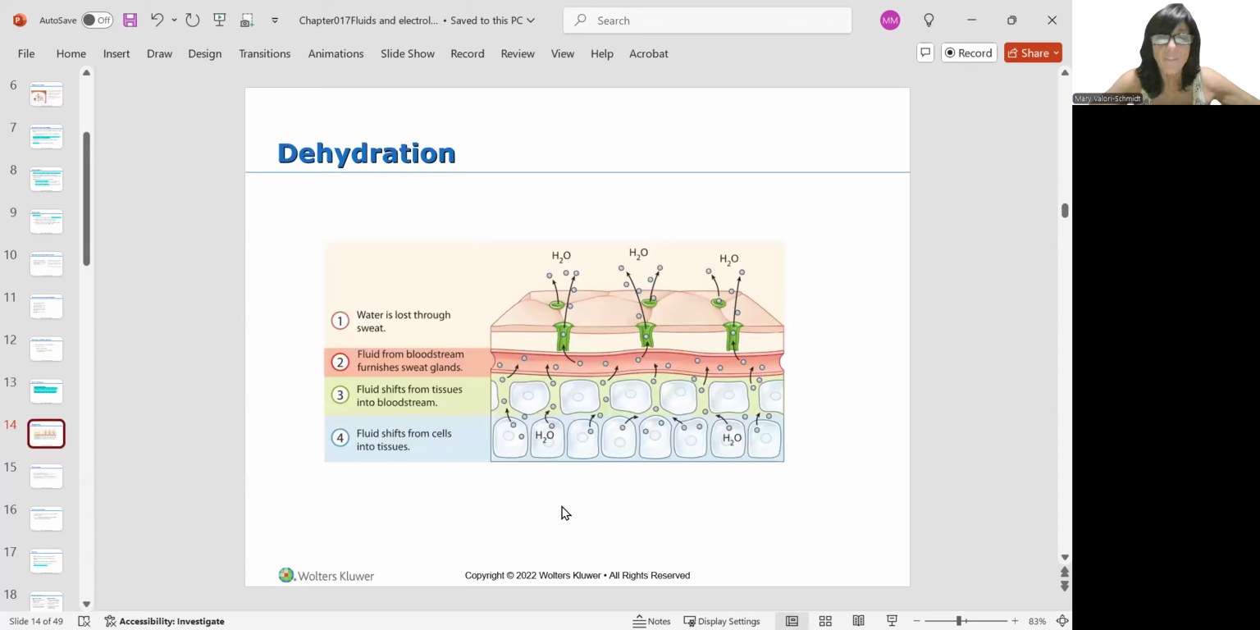Okay. Here's the mechanism with dehydration. And it's pretty, again, fascinating. So you're sweating, you're losing fluid, water through your pores. Where's the water coming from? It's coming from your bloodstream. Where did the water get into your bloodstream from? From your tissues. And where did the water get to your tissues? From your cells. So the water shifts from your cells to your tissues, from your tissues to your blood, from your blood to your sweat glands, and then boom, out. And now you're dehydrated. Okay, pretty fascinating.